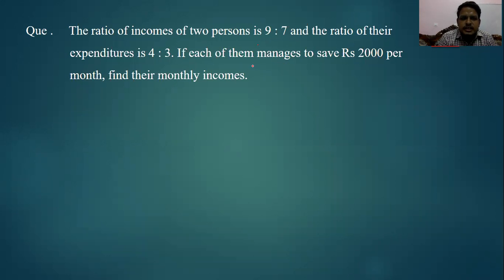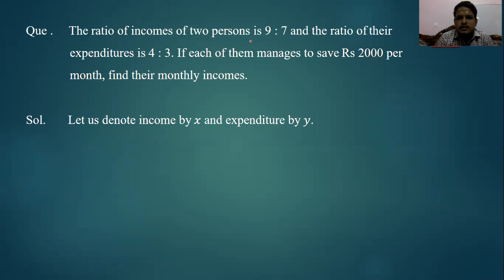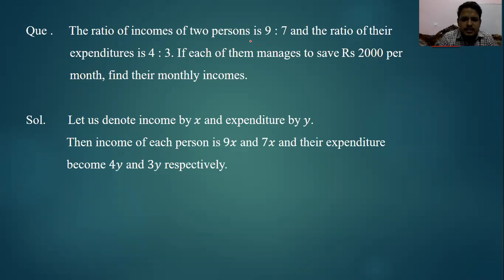So now we will consider income by x and expenditure by y. So the incomes of the persons will become 9x and 7x respectively, and their expenditures will become 4y and 3y. And as we know, if you are getting 100 rupees and you spend 80 rupees from those 100 rupees, then you have 20 rupees left. It means you are able to save those 20 rupees. So we will subtract expenditure from income to get the value of savings.